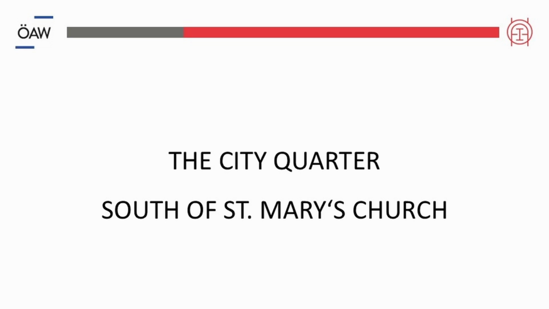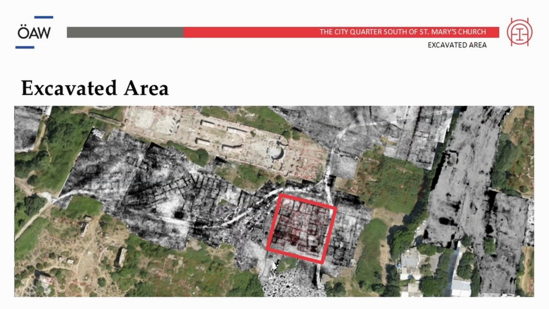Here we are in the city quarter south of St. Mary's Church. This is an area directly embedded in the spiritual and administrative center of the city. It was the target of investigation, excavated between 2011 and 2018, covering an area of about 2,000 square meters. And this entire building complex was constructed in the way of a Roman insula, and burned down completely in the second half of the 7th century. And this fire produced a snapshot of daily life under massive layers of fire debris.